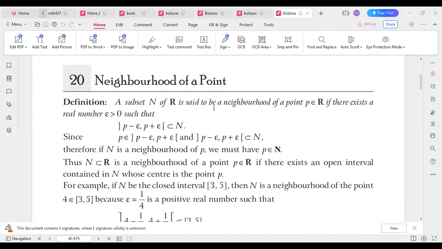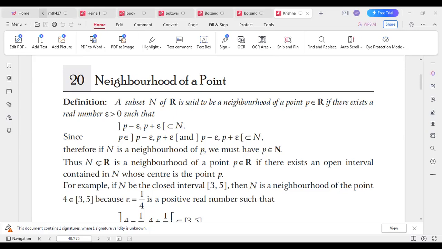Now, another important concept: neighborhood of a point. A subset N of the real numbers is said to be a neighborhood of a point p belonging to R if there exists a real number epsilon greater than 0 such that the interval (p minus epsilon, p plus epsilon) is a subset of N. Since p belongs to this interval (p minus epsilon, p plus epsilon), which is a subset of N, therefore if N is a neighborhood of p, we must have p belonging to N.